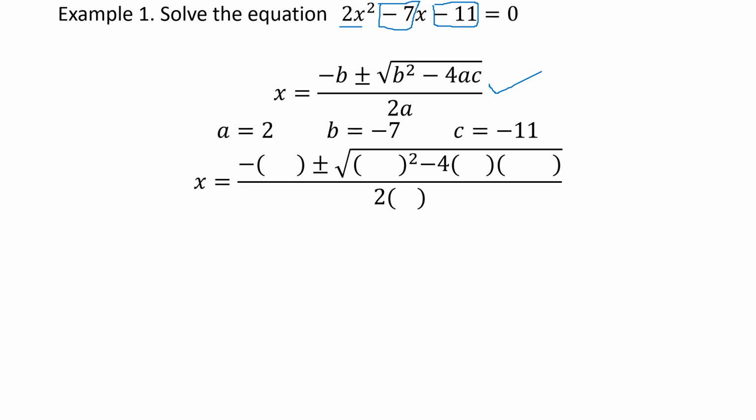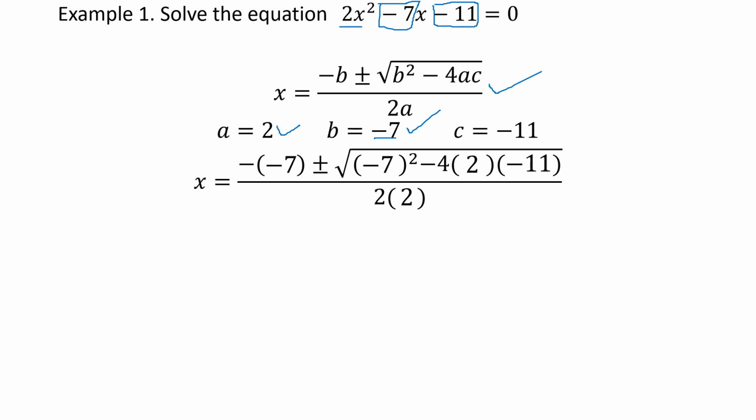Then the next thing is to substitute these values into the formula. Wherever we have a b in this formula, we are going to write minus 7 since b is equal to minus 7. So it's minus minus 7 plus or minus the square root of minus 7 squared. Wherever we have a, we are going to put 2. So it's 4 by 2. In the denominator here, we also have 2. Then for c, we substitute minus 11 like this.